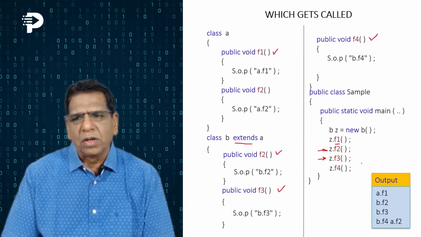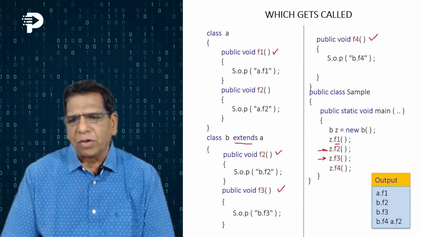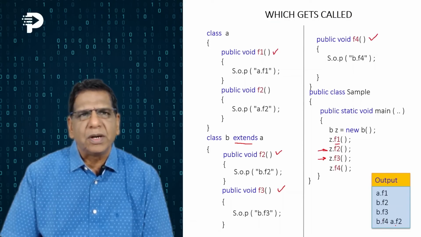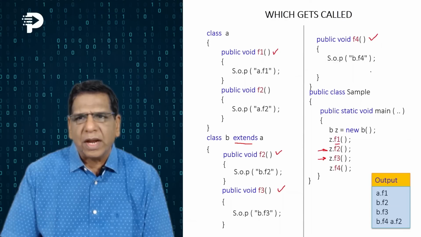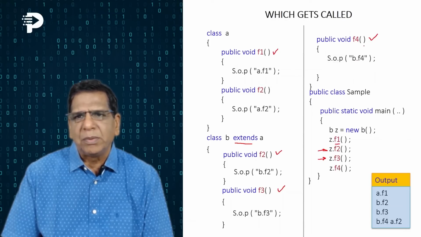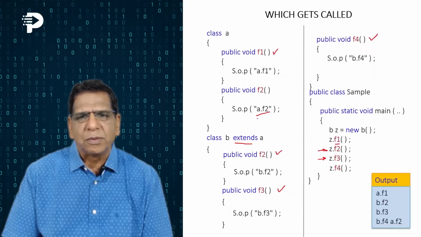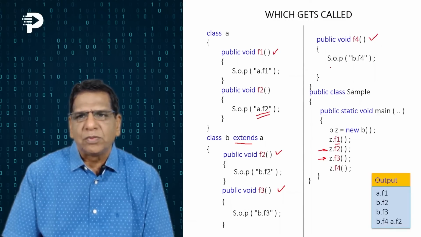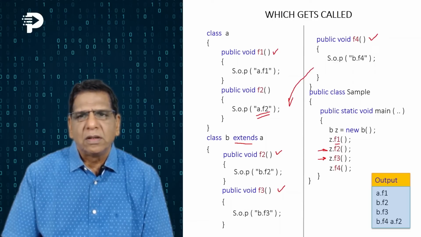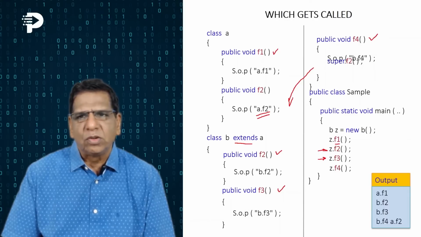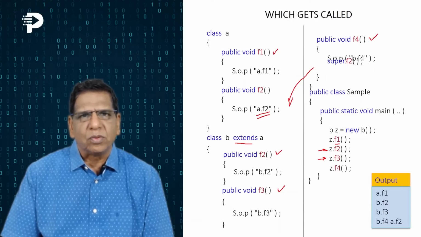But in the output, we not only want b dot f4, we also want a dot f2 to get printed out. For that to happen, this message will be printed the moment f4 gets executed. But here we need to do something to ensure that a dot f2 also gets printed out. Now where is a dot f2? Well, it's present here. Means from here I need to make a call to this particular function. If that has to happen, then I need to say super dot f2.